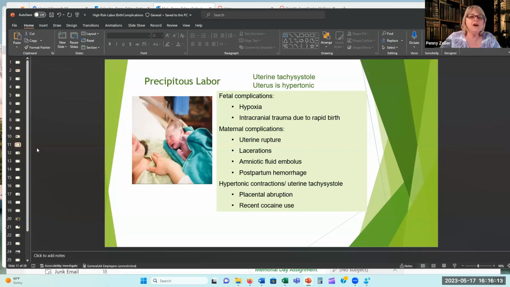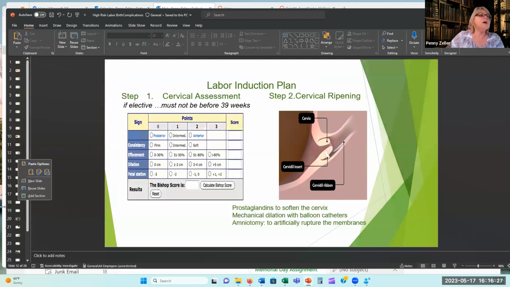So she said, I know if I start having contractions, I'll be there. And she just delivered so quickly, but she never really had any problems with it. But there are risks associated with that. Uterine rupture because contractions are happening so quickly.